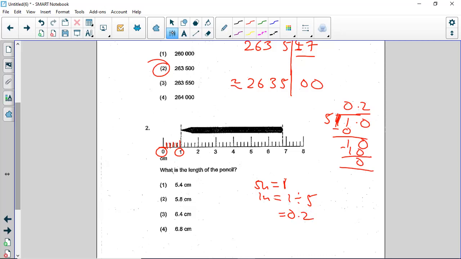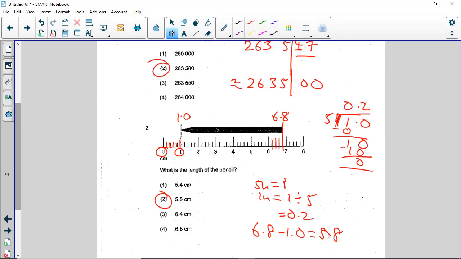Then you start counting. What is the starting number of the pencil? The pencil is touching 1. And then the ending is what? 6.2, 6.4, 6.6, and 6.8. So this is the last number, and this is the beginning number. So how long is the pencil? You take 6.8 minus 1.0, and you will get 5.8. So the length of the pencil is 5.8. So answer number 2.